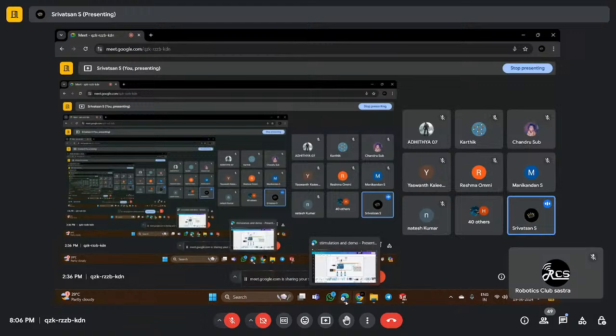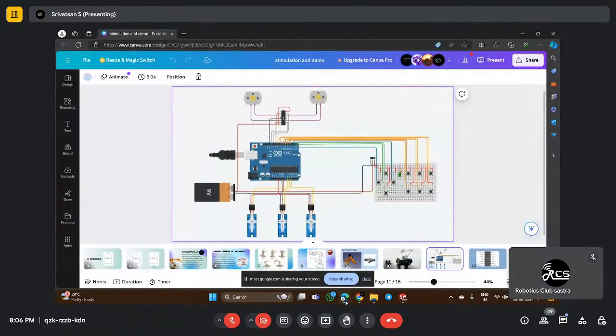Now let me explain, as you have seen the 3D printed model, the circuit diagram of the manipulator. First of all, we have an Arduino, two motors, as I have said already, a controller, three servo motors, and a 9-volt power supply.